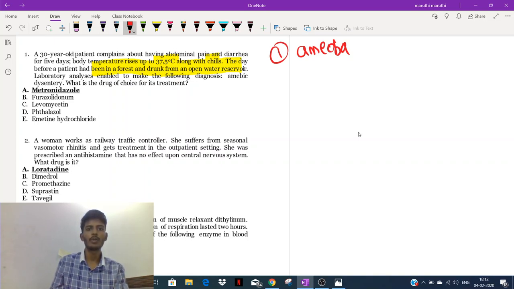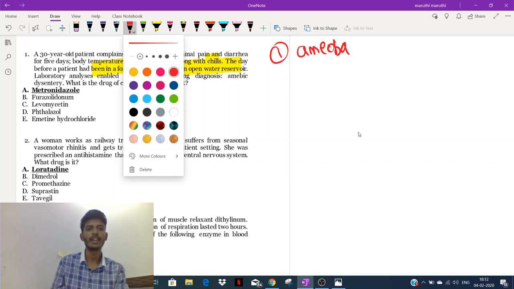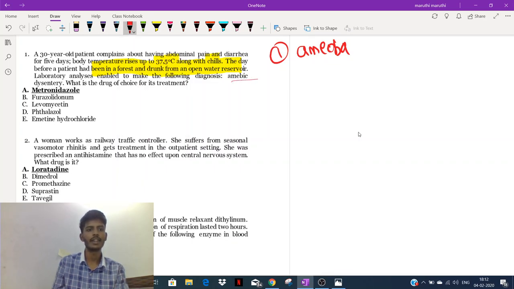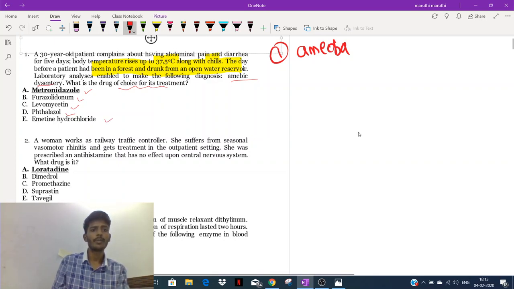laboratory analysis enabled the following diagnosis: amoebic dysentery. So on laboratory investigation, they found that the person was having amoebic dysentery. When the person has amoebic dysentery, what is the drug of choice for the treatment? Now among all the given drugs, let's look. The options are metronidazole, furazolidone, levomycetin, phthalazole and imatinib hydrochloride. Among the given options, the drug of choice for the treatment of amoebic dysentery will be metronidazole.